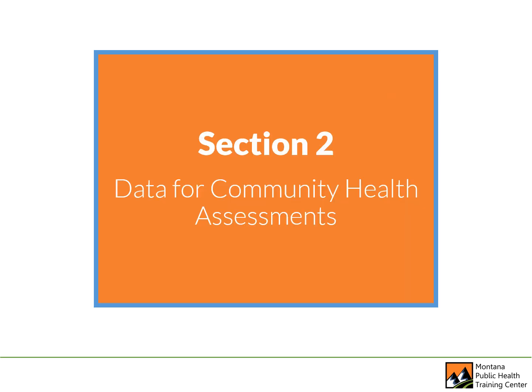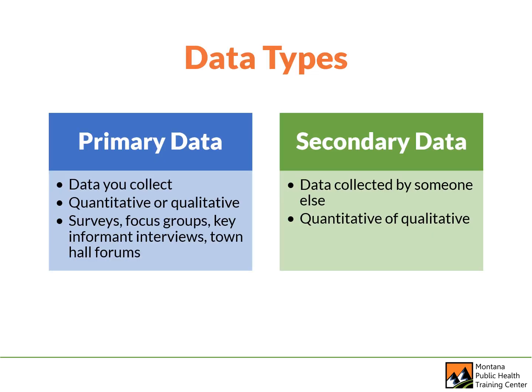Now that you have your stakeholders together, the next important part of doing a community health assessment is to get the necessary data. There are two broad categories of data that must be included in a community health assessment. The first is primary data. That is the data that you collect. It can be quantitative or qualitative. It is most commonly collected through the use of surveys, focus groups, key informant interviews, or town hall forums. The other type of data is secondary data, and this just means that the data is collected by somebody else. It can be quantitative or qualitative.